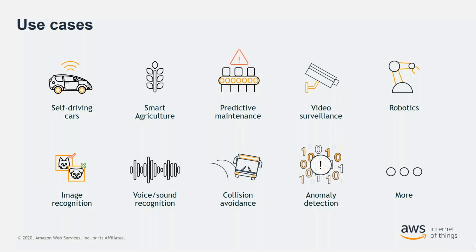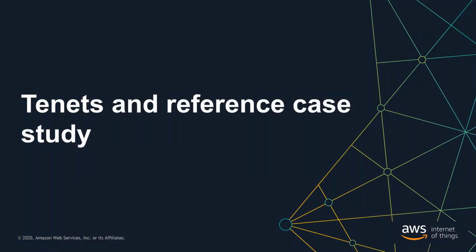And then there's agriculture. It's not just about soil moisture. Machine learning is used to determine the correct calibration of chemicals and the amount of fertilizers that you would use in that case based on current state analysis of the farm. So let's move on forward to tenets and reference cases.